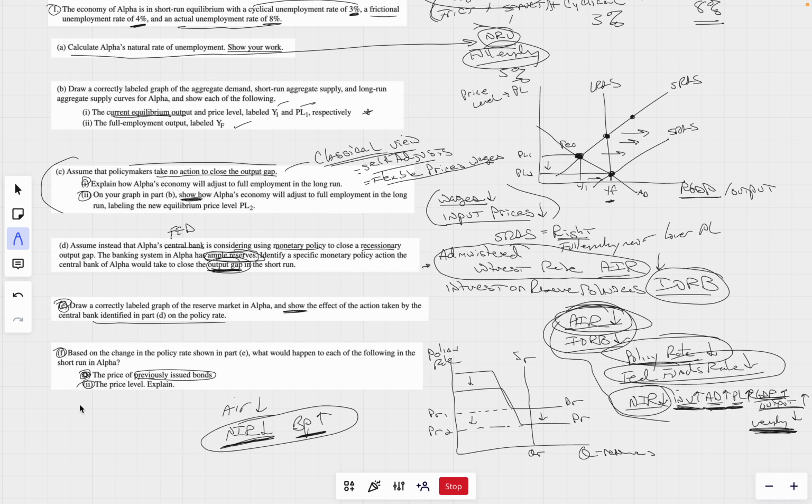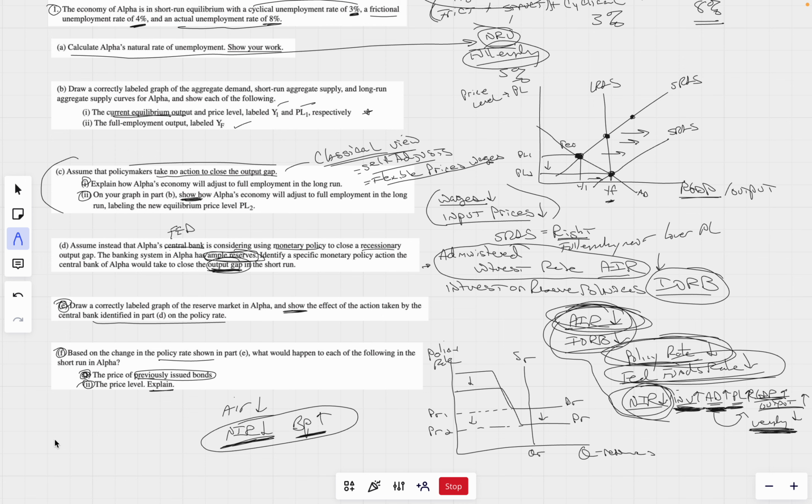Price level. We've already answered this, right? Change in the policy rate. We already know anytime our AIR goes down, it drives down the policy rate. Anytime the policy rate, the federal funds rate, goes down, it drives down nominal interest rates. Investment goes up, aggregate demand goes up, and now the price level goes up. So to explain that, we really need all of this.